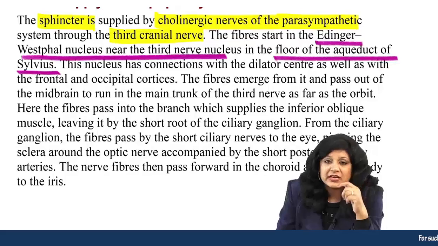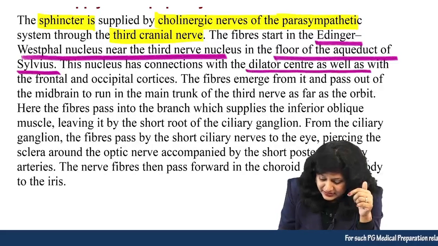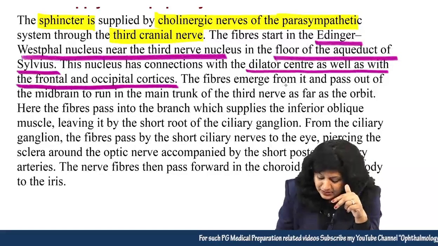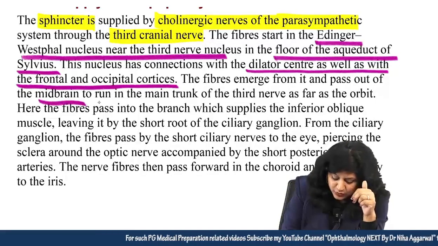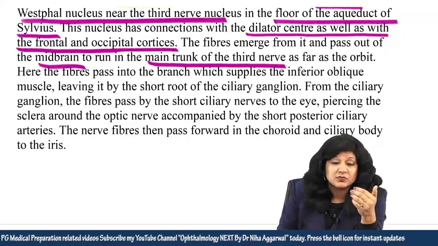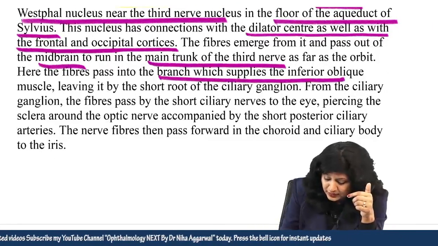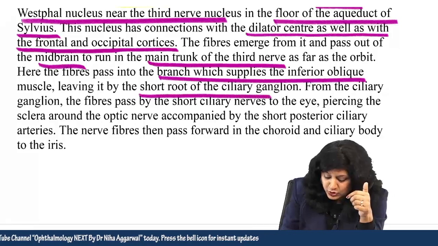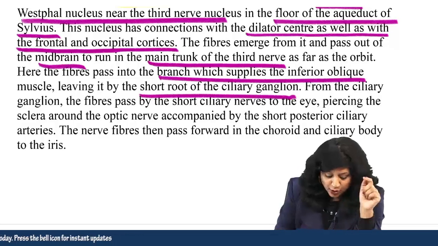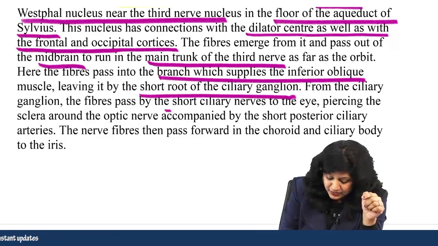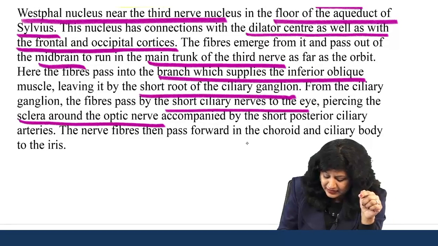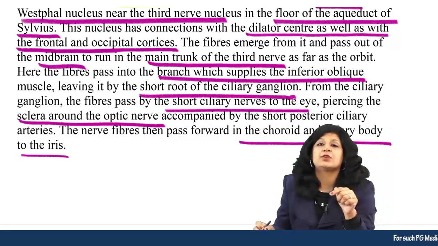Now this nucleus has connections with the dilator center as well as with the frontal and occipital cortices, and the fibers emerge from it. They pass out of the midbrain to run in the main trunk of the third nerve. Here the fibers pass into the branch going through the inferior oblique and leaving it through the short root of the ciliary ganglion. So they are telling you the whole pathway in a descriptive manner. From the ciliary ganglion, they pass by the short ciliary nerves, piercing the sclera around the optic nerve, and then finally pass forward in the choroid and the ciliary body to the iris.